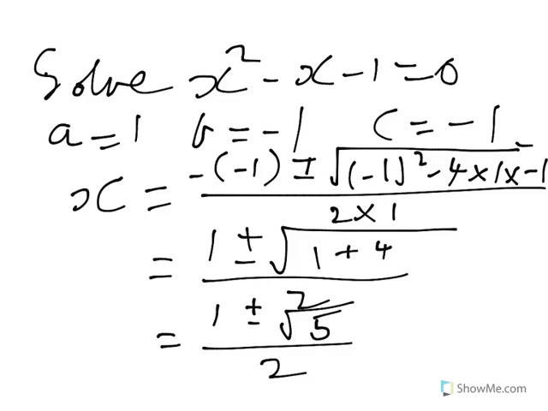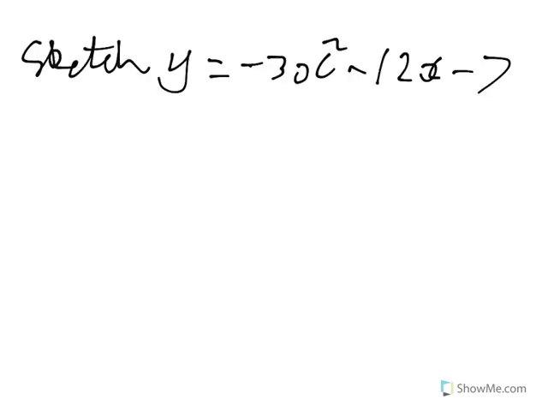So we can use this to work out x-intercepts and work out what the x value of the turning point would be, and then we can use that and we can sketch the graph. So let's just do a quick example of that. Alright, so here's the one we're looking at now. We're looking at y equals negative 3x squared minus 12x minus 7. And so we want to sketch it, so let's do the easy bit first.